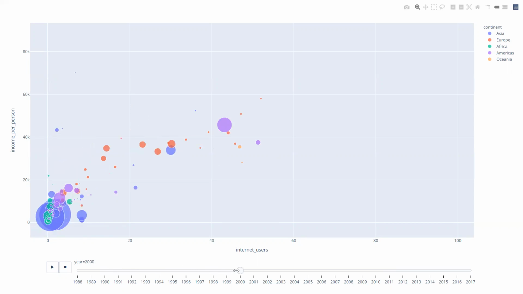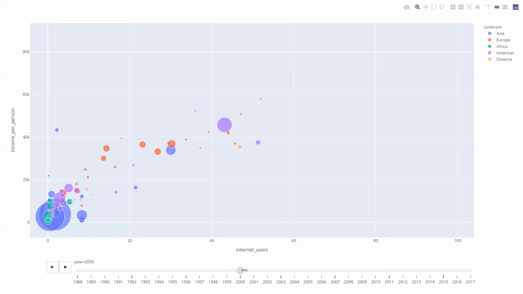Now, in 2000, we can see that the United States, Norway, and Canada are the most developed countries and they have very large internet users as well as very high income per person. And in the same year, we have most of the African countries, which are denoted in green, and most of the Asian countries, which are denoted in blue. And we can see India and China are overlapping in 2000.